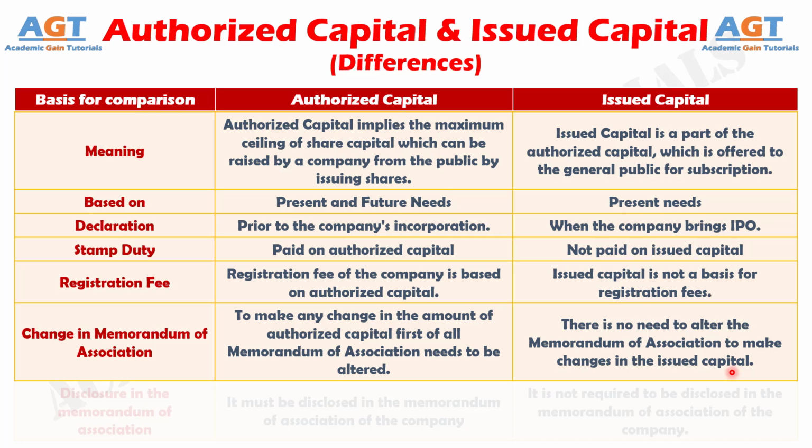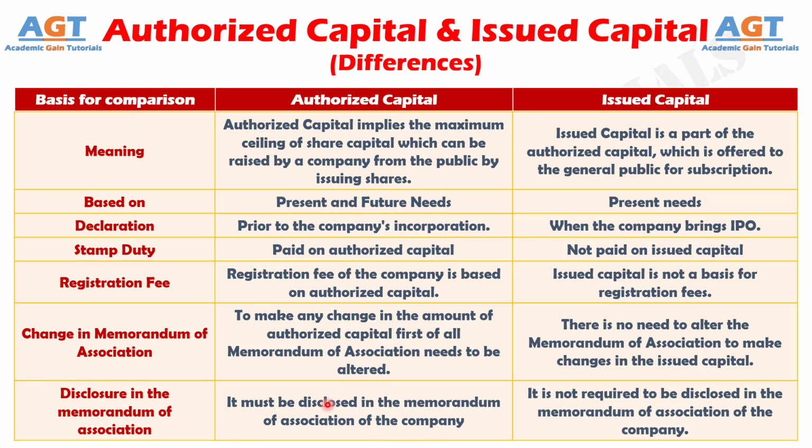And, difference number 7, authorized capital must be disclosed in the Memorandum of Association of the company under the capital clause. There are 6 clauses in Memorandum of Association, one of which is the capital clause. Conversely, disclosure of issued capital in the Memorandum of Association of the company is not at all required.